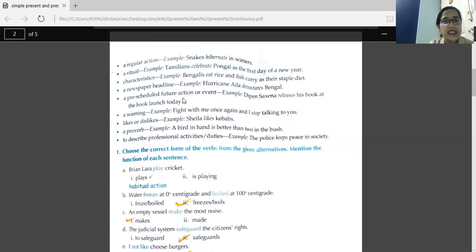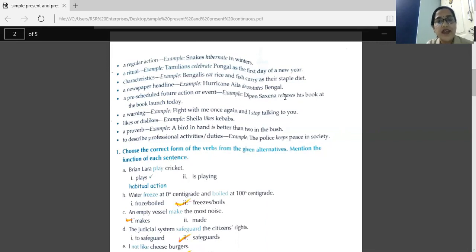Now see this next one. A pre-scheduled future action or event. So a planned event for the future time. There we can use simple present tense. See this example. Dipen Saxena releases his book at the book launch today. That will happen at some future time, but it's a planned or scheduled action. There we can use simple present tense.